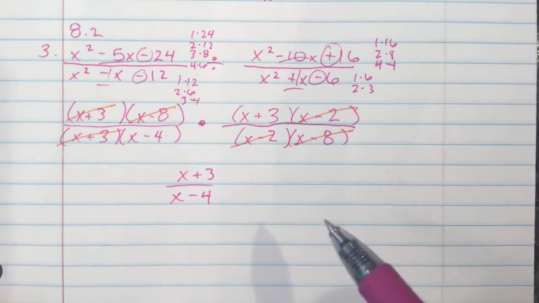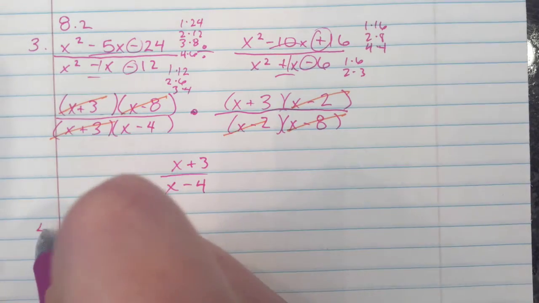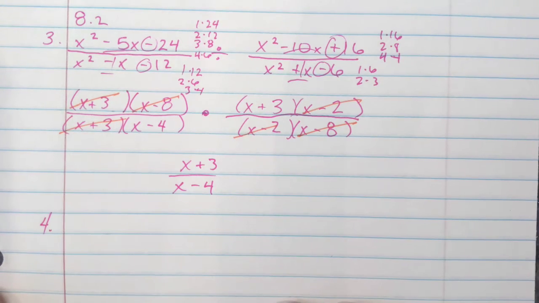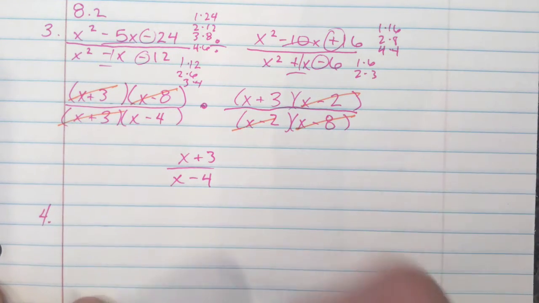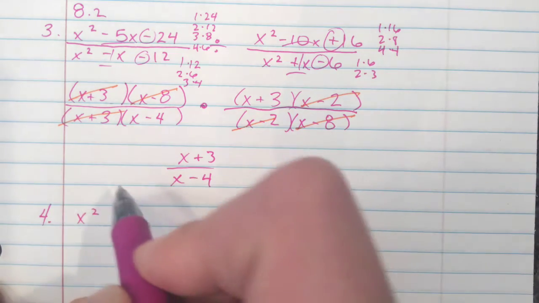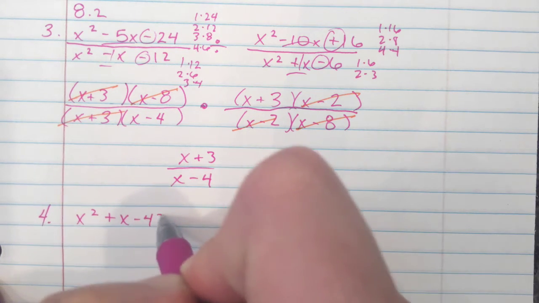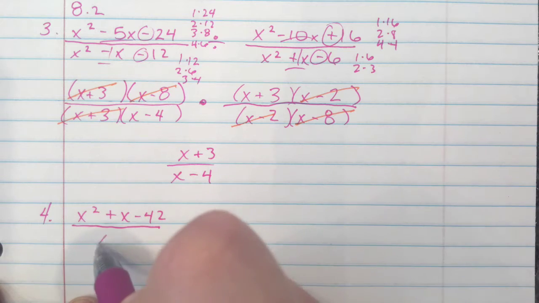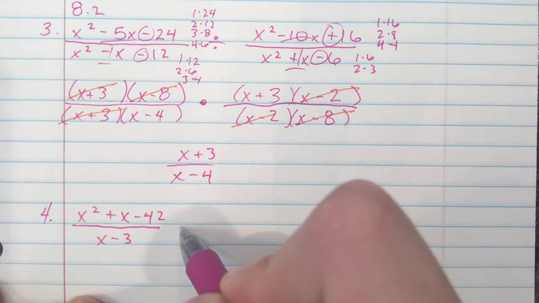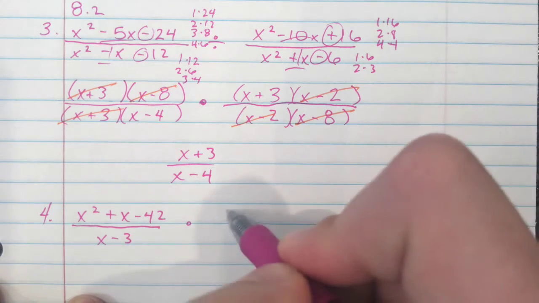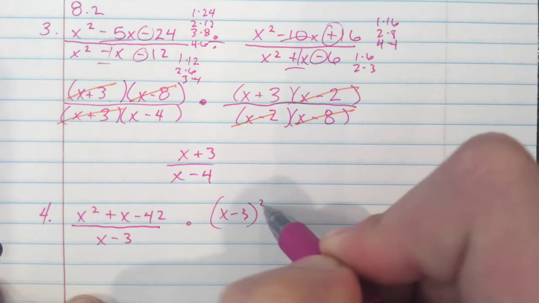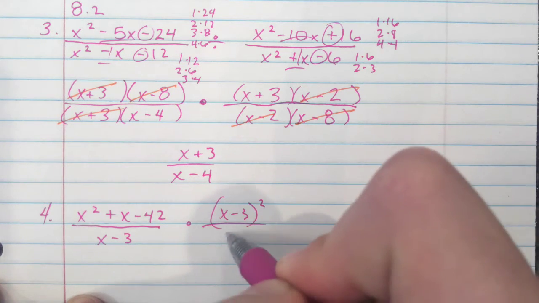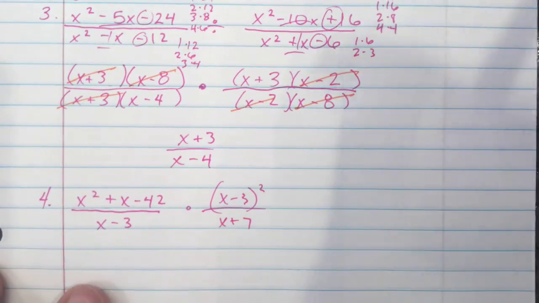We'll look at another one from this section, a multiplication problem. Let's see. x squared plus x minus 42 over x minus 3, times, this time, x minus 3 squared over x plus 7. Okay.